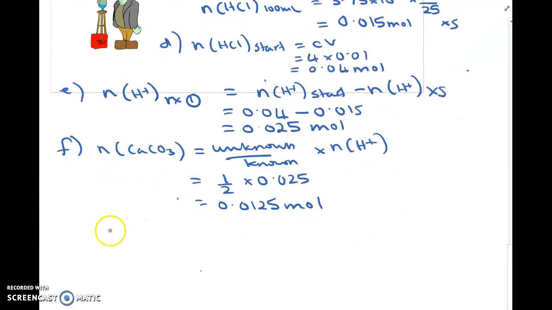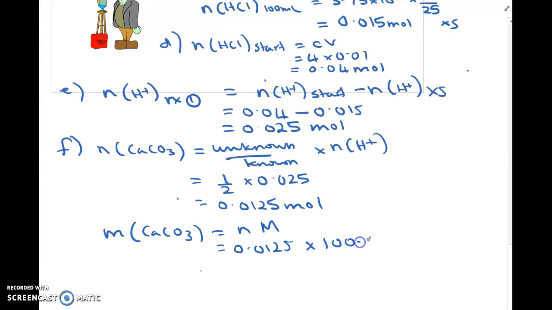Now we have to find the mass. The mass of calcium carbonate is equal to number of moles times formula mass, which is 0.0125. Go to the periodic table and work out the formula mass is 100.09. And this comes out to 1.25 grams to 3 significant figures.